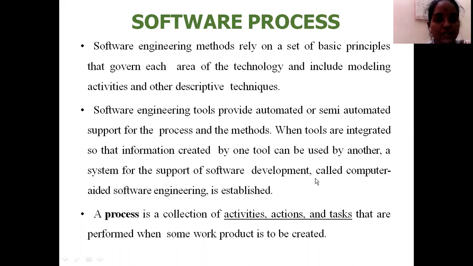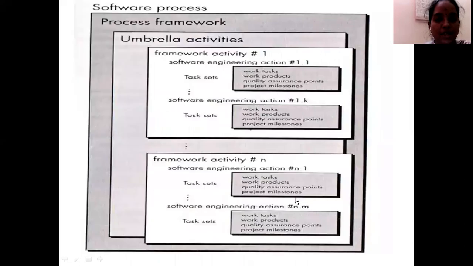So as we discussed in the earlier topic, software engineering has some set of principles in order to develop any software. It provides some set of tools, some set of processes, and some set of methods to be followed in order to develop any software. The process involves a collection of activities, actions, and tasks that are performed when some work product is to be created. So what is a task?